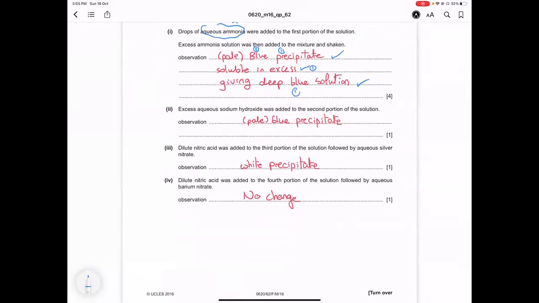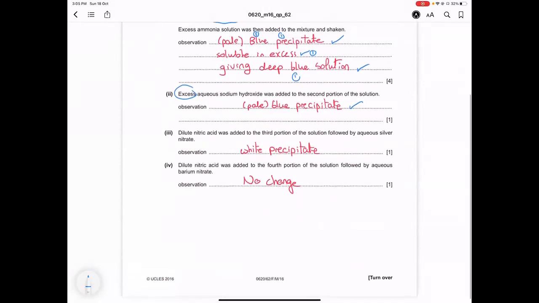Then part (ii), excess aqueous sodium hydroxide is added, just pale blue precipitate is enough, even when he added excess, because the precipitate doesn't dissolve in sodium hydroxide. Part (iii), he added dilute nitric acid followed by silver nitrate. Since we have chloride, the result is white precipitate. When he added barium nitrate, that is the test for sulfate, and we don't have sulfate, so no change.